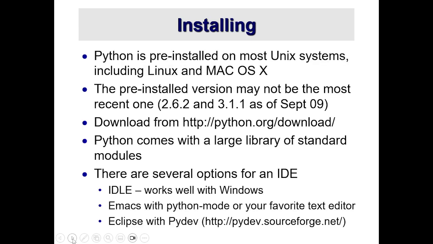Installing. Python is pre-installed on most Unix systems including Linux and Mac OS. So in your Linux and Mac OS, Python is already installed. The pre-installed version may not be the most recent one. The example versions are 2.6 and 3.1 as of September 9.